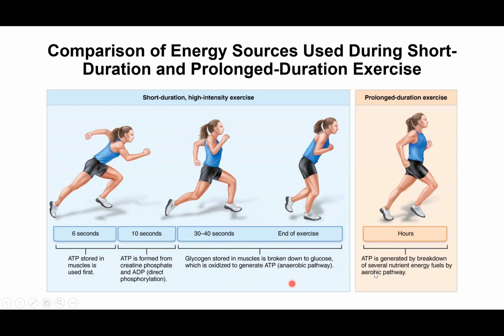Now, if you're doing prolonged duration exercise, for example, like marathon running or long distance running, then this is when ATP is generated by breaking down several different nutrient energy fuels. So this is the point at which we're talking about using our glycogen and our fats, our fatty acids. We're also talking about using proteins if necessary. And this provides hours worth of energy. So this over here is the aerobic pathway, okay? This is for prolonged exercise.